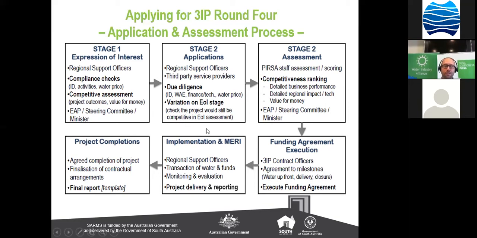When we get to the stage two assessment, we then take on the competitive ranking, and that becomes critical around the business performance, the technical feasibility, the amount of water saving, and the value for money components in particular. If you get through that process, we'll send you a letter which says, would you like to sign up to an agreement? Hopefully everything works out well there, and you can see the agreement, which will be reflective of the milestones that you put into your application form. So we really do seek for people to put in their application form as accurate as possible milestones. You'll see that when you get to that stage.